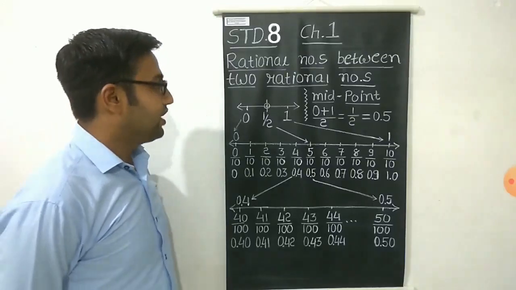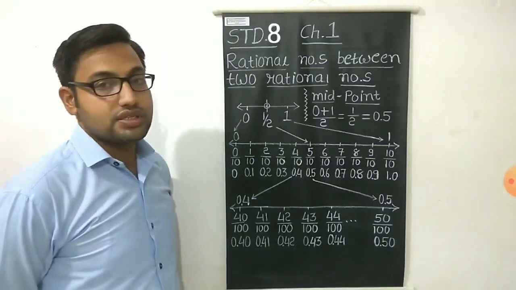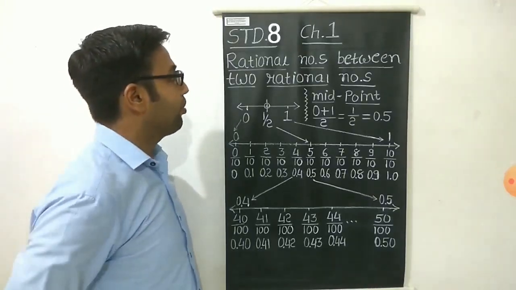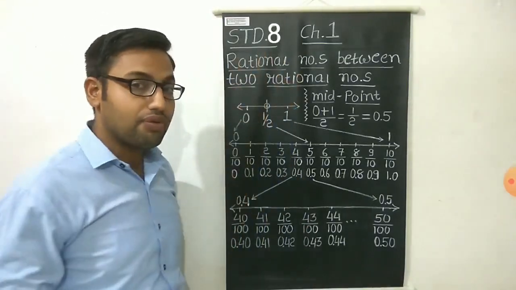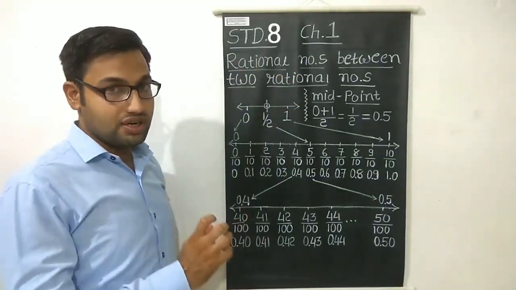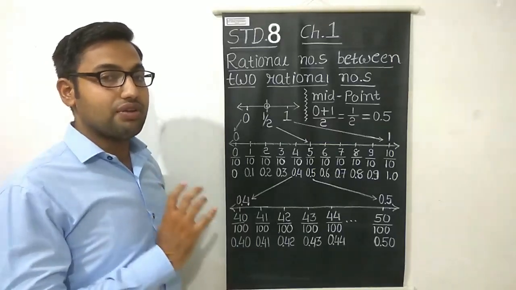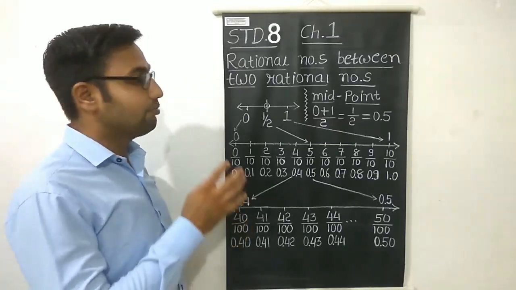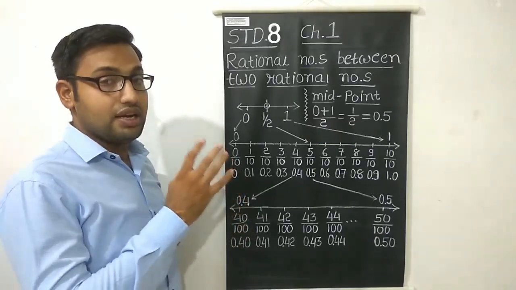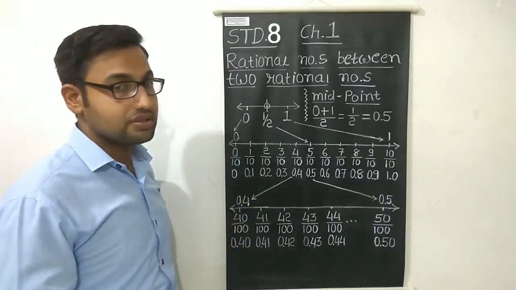Hello students, today we will study the rational numbers between two rational numbers. This is the topic of Standard 8, chapter number 1, rational numbers. In the previous lecture, we studied the introduction of this chapter. So now we know that there are number sets: natural numbers, whole numbers, integers and rational numbers.